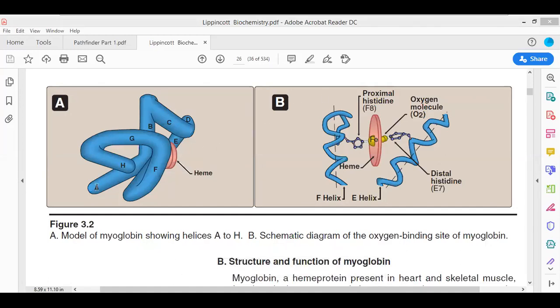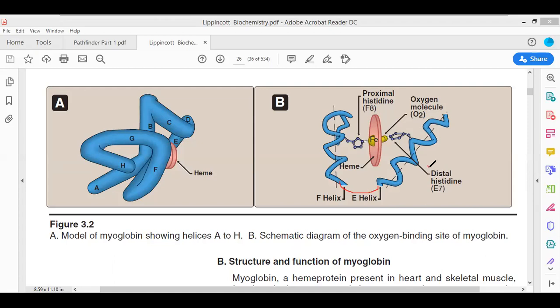Now you can see that there are 8 different helical structures, represented as A, B, C, D, E, F, G, H. There is a centrally present heme. This is a helical structure. This is the F helix and this is the E helix. They are joined together with each other, because they are present as A, B, C, D, E, and F, so E and F will be joined together. Okay, Namrata? Okay, everybody.